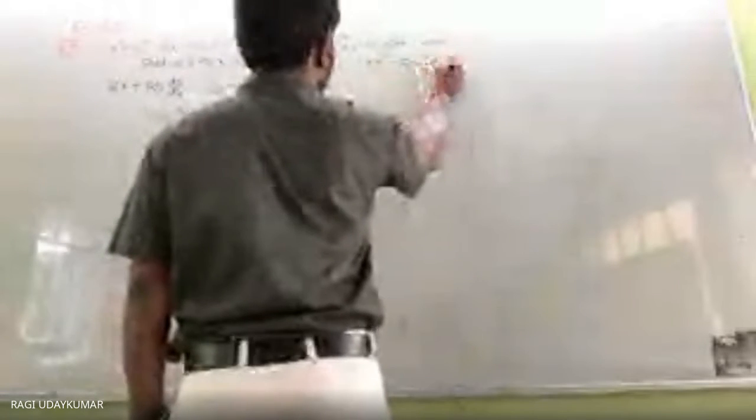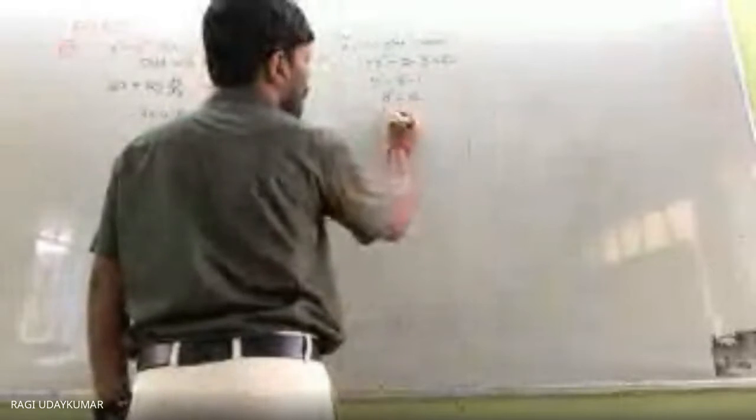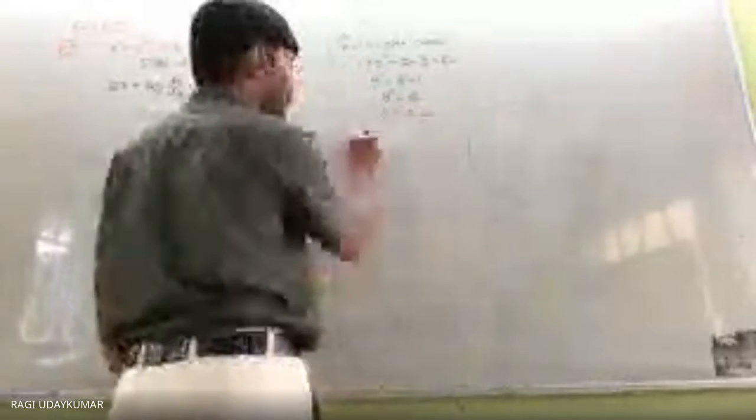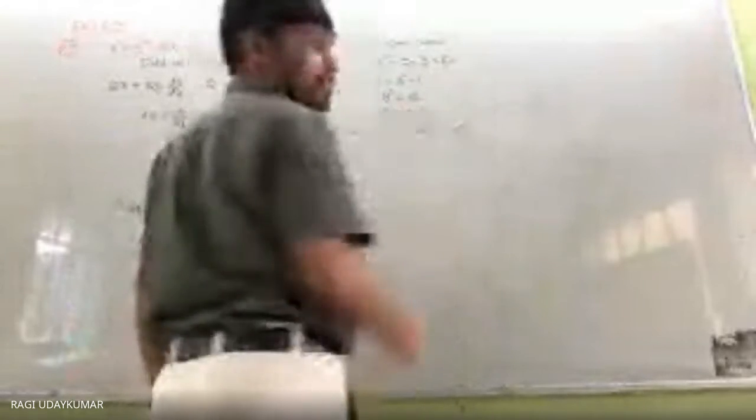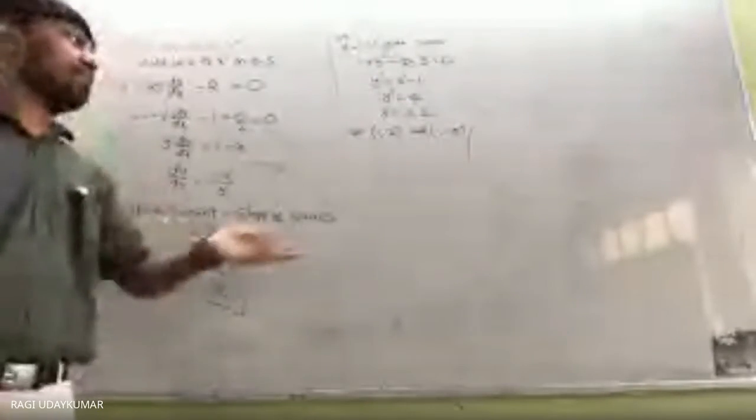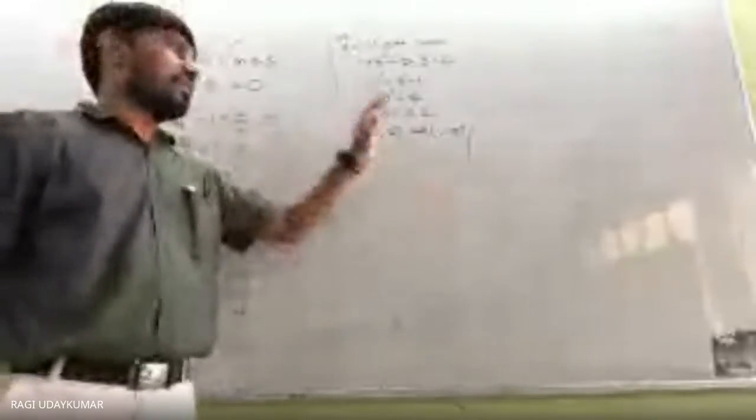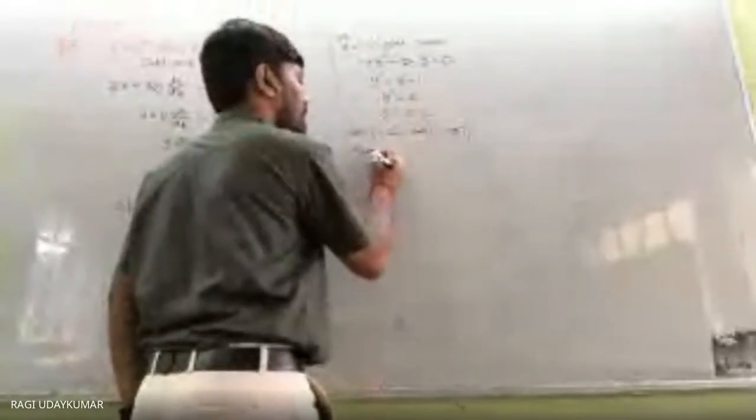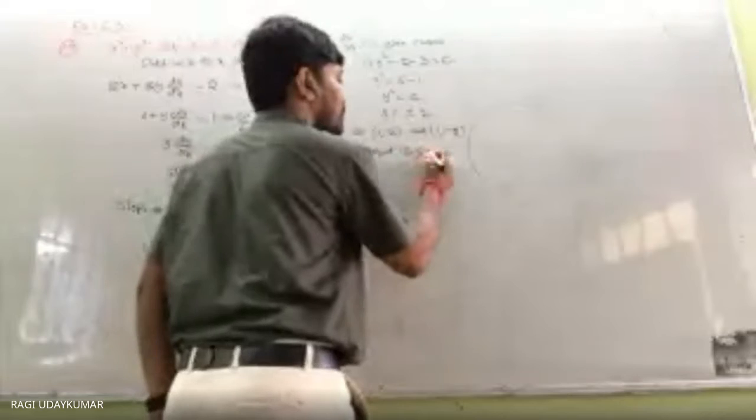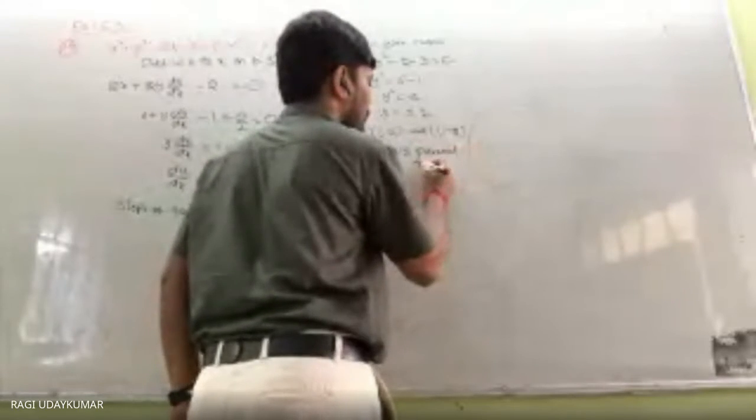Substituting in the given curve: 1 plus y square minus 2 minus 3 is equal to 0. y square is equal to 5 minus 1. y square is equal to 4. y is equal to plus or minus 2. So at 1 comma 2 and 1 comma minus 2, at these 2 points, the tangent is parallel to the x-axis.